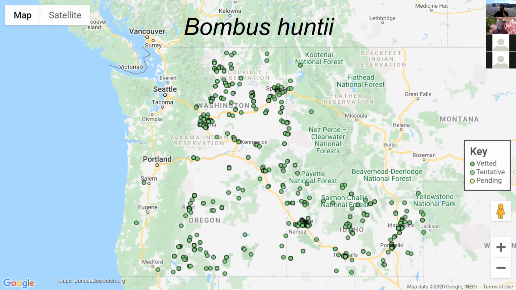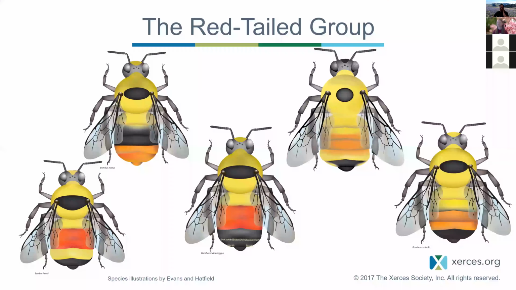And those are our red-tailed species. The most common of the red-tailed species are the ones that I just shared with you: Bombus huntii, Bombus mixtus, Bombus melanopygus, Bombus rufocinctus, and Bombus centralis. And all of those should be on your bumblebee data sheet that I shared at the beginning.